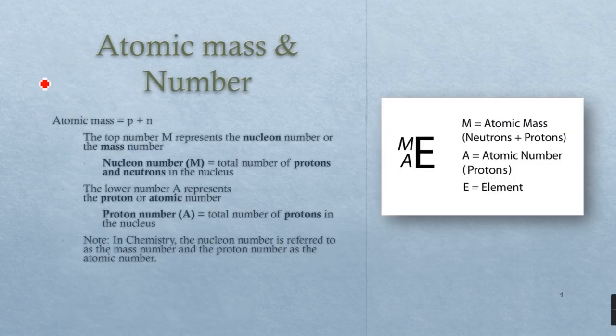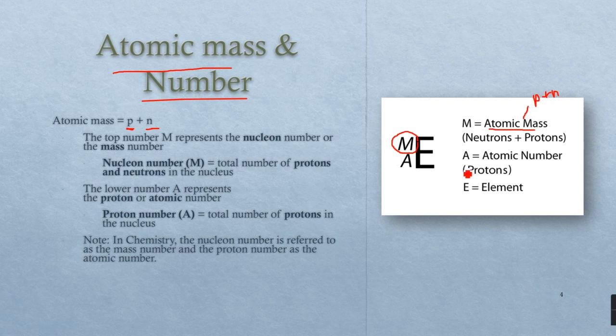Let's talk about the atomic mass. We said there is an atomic mass and atomic number for every atom, and the atomic mass is the combination of the proton number plus the neutron number. If we have the top number here, which we call A, that would be our atomic mass, which is the sum of the protons plus the neutrons. The nucleon number is the same thing. It's the total number of protons and neutrons in one nucleus.